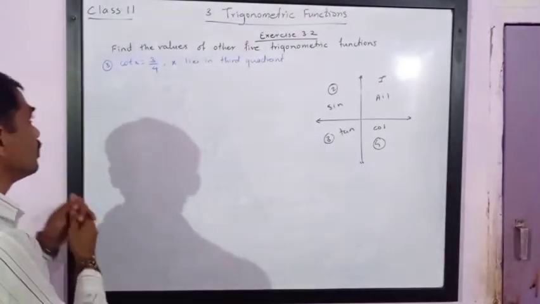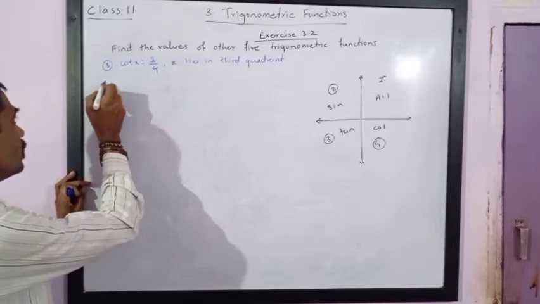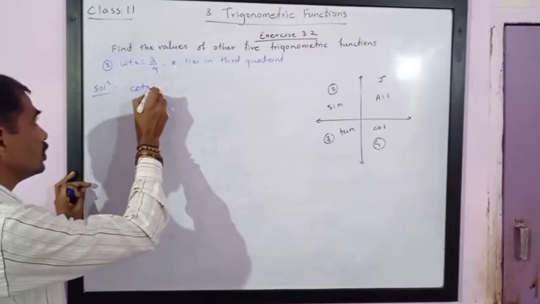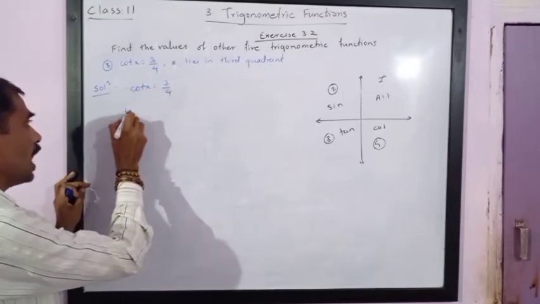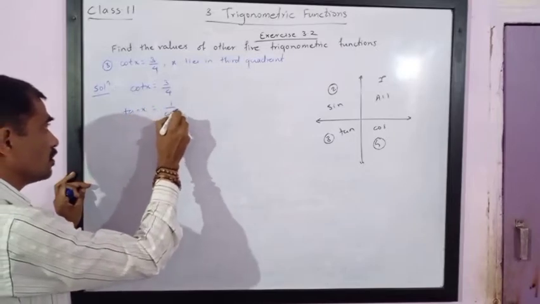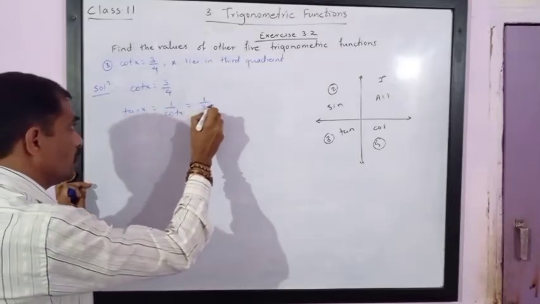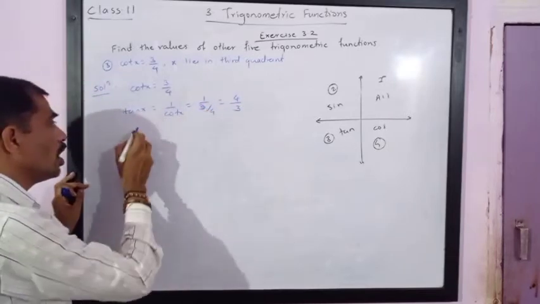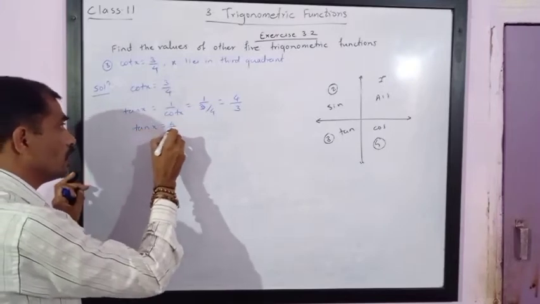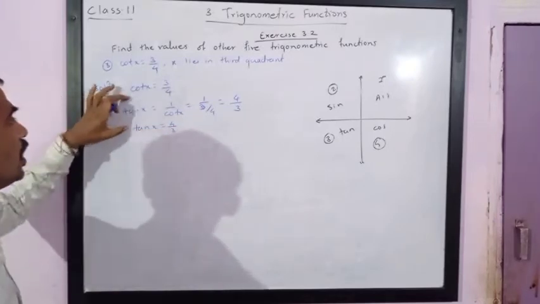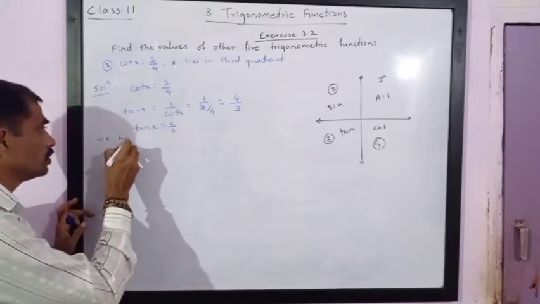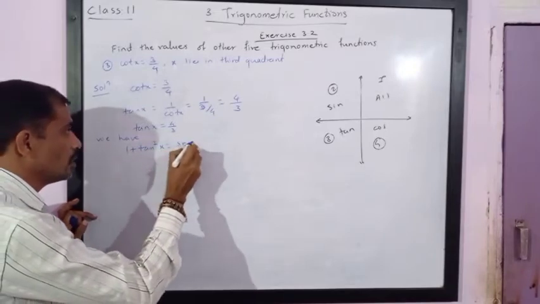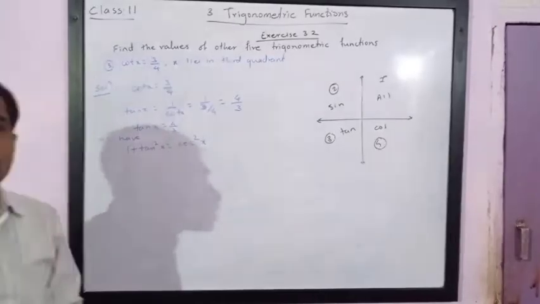Let us try to find this. So we are having cot x is equal to 3 upon 4. It means tan x is equal to 1 upon cot x, that is equal to 1 upon 3 upon 4, that is equal to 4 upon 3. So we have got tan x is equal to 4 upon 3. Now please note, we have one identity: 1 plus tan square x is equal to sec square x.